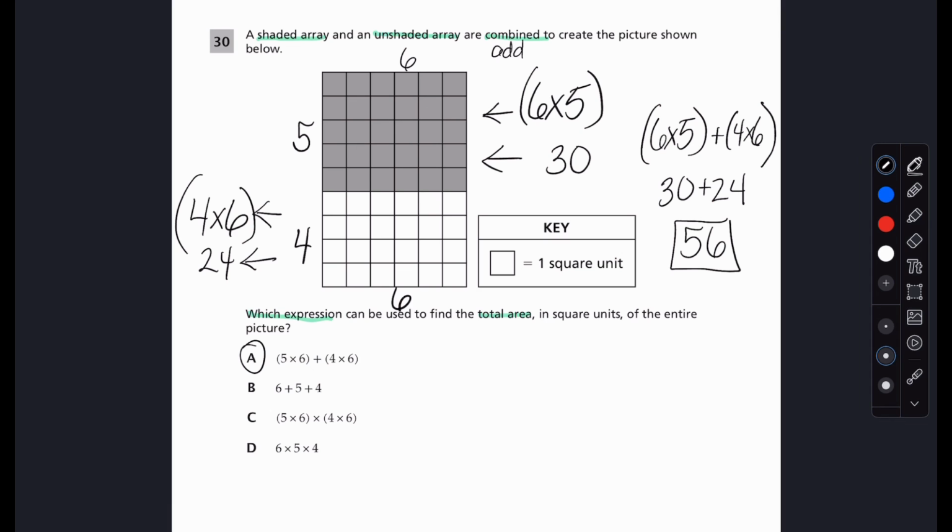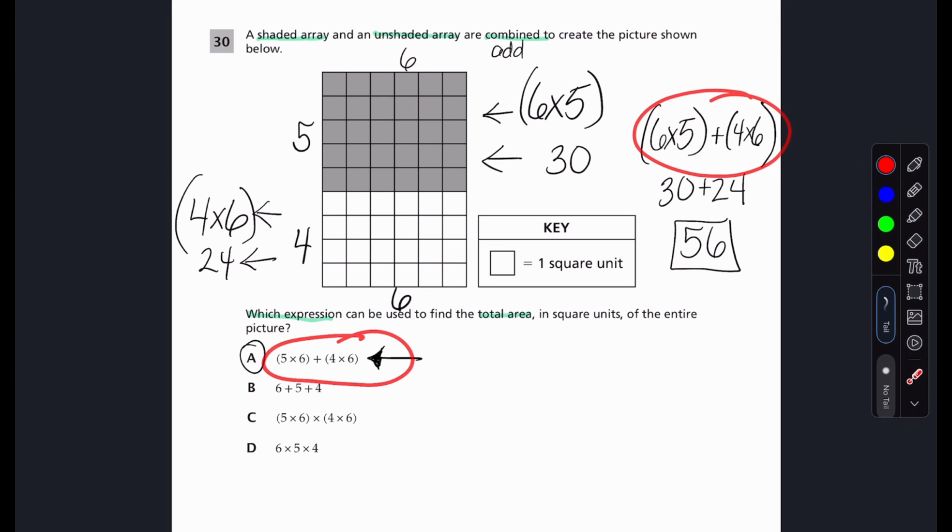So when I look at these expressions, I notice A is very similar to what we had over here with the arrays. I see 5 groups of 6, 6 groups of 5, same thing. 4 groups of 6, 4 groups of 6, same thing. So A is absolutely 100% equivalent to what we had. The bottom ones will not be equivalent.